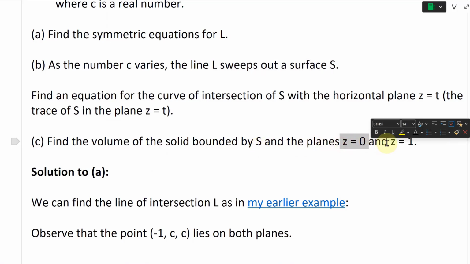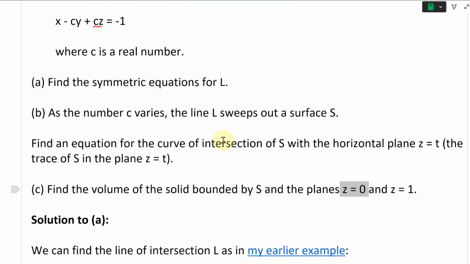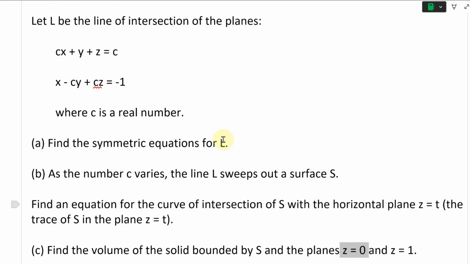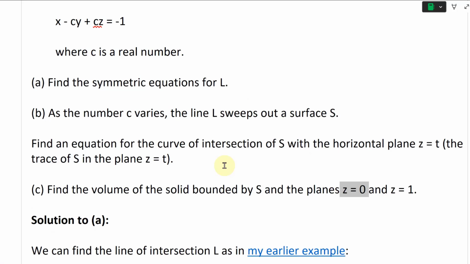Alright, so this is a very complex question just to figure out what's even happening here. But if we go slowly, it all starts to make sense. So let's take a look at the solution to A.